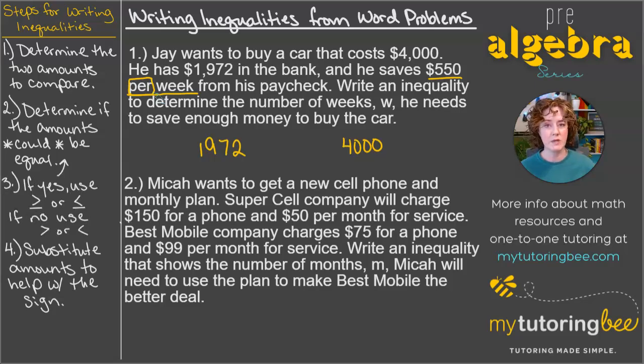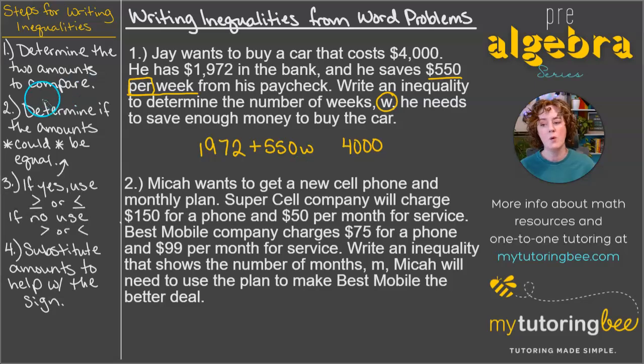So what we want to do is multiply the 550 times the number of weeks that he's going to be saving. But that's what we're trying to figure out, is how many weeks. And they did tell us that they want us to use W as the variable here. So in addition to that 1,972 that he already has, we're going to add 550W, and that's going to represent the amount of money that he's saving each week.